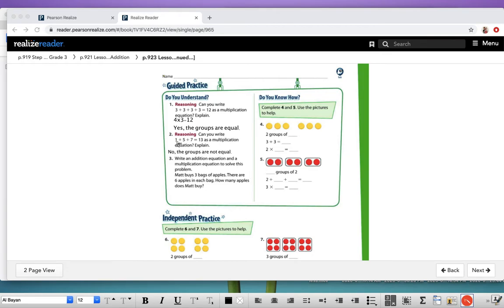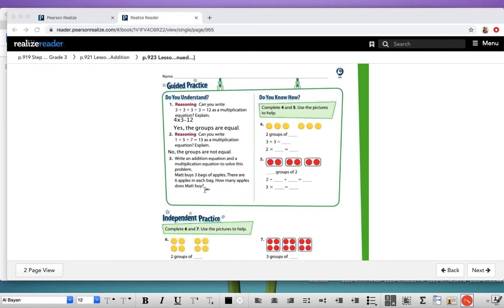You have to have the exact same number in each group. And so we have 3 groups here, right? We have a group of 1, a group of 5, and a group of 7. We don't have the same number in each group. They are unequal. Let's look at number 3.